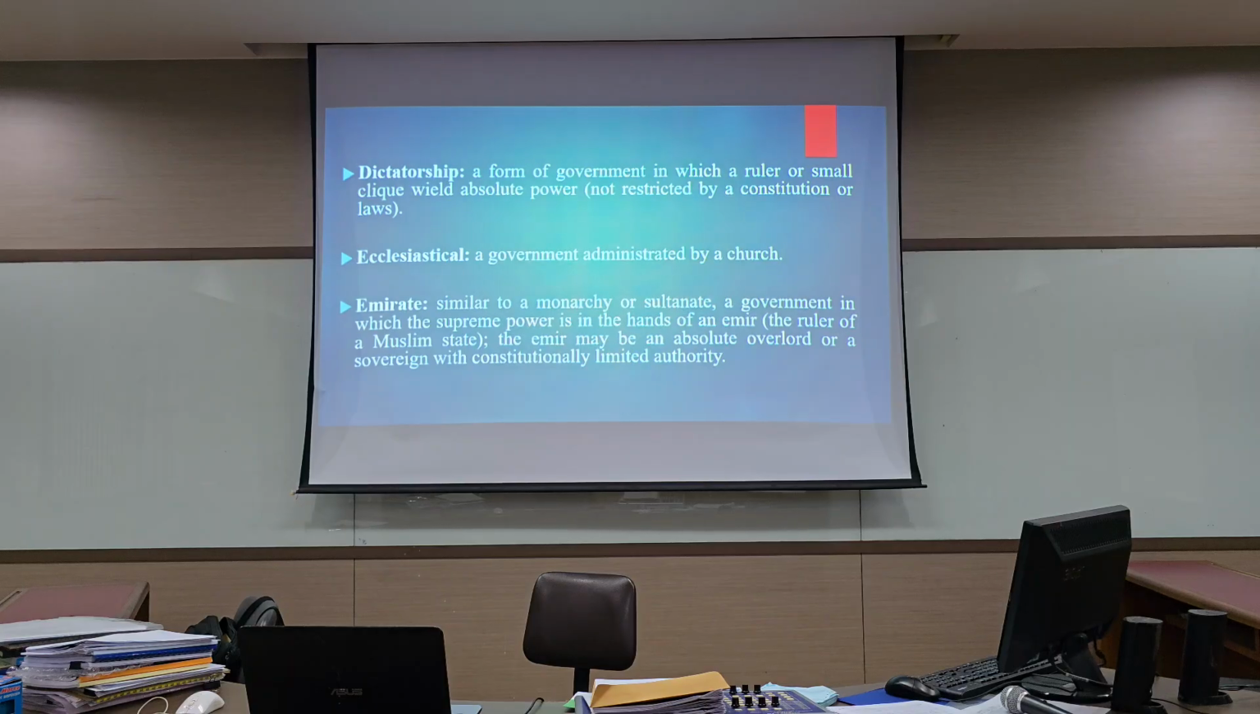Ecclesiastical: government administered by the church. This is an example, the Pope. Emirate, similar to a monarchy or sultanate: a government in which the supreme power is in the hands of an emir, the ruler of a Muslim state. The emir may be an absolute overlord or a sovereign with constitutionally limited authority.